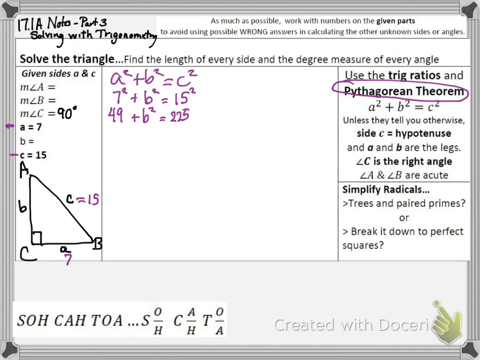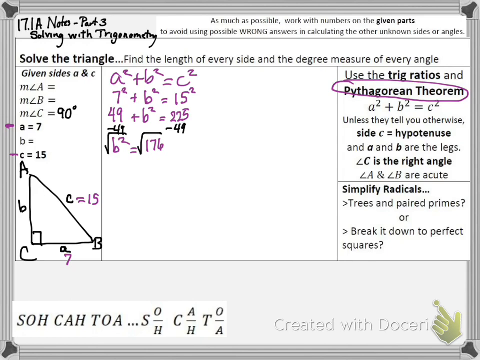I need the b squared by itself, so I will subtract 49 on both sides, which gives me b squared equals 176. Okay. And to get rid of the 2 exponent, of course, I will take the square root. There are certain cases where we'd throw a plus or minus in front of that, and technically we probably should. But can the length of a side of a triangle ever be negative? We'd end up throwing out the negative anyway, so I'm not worried about it.